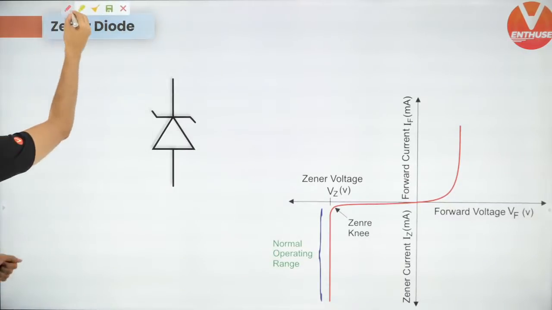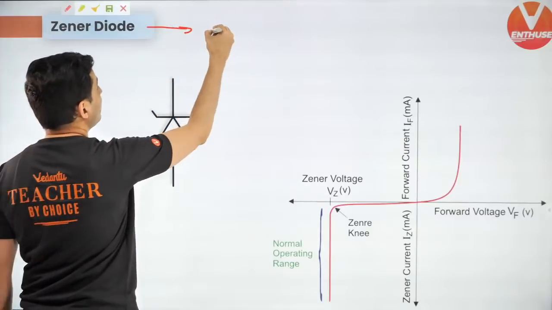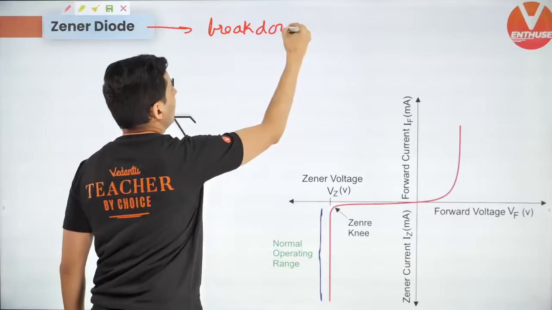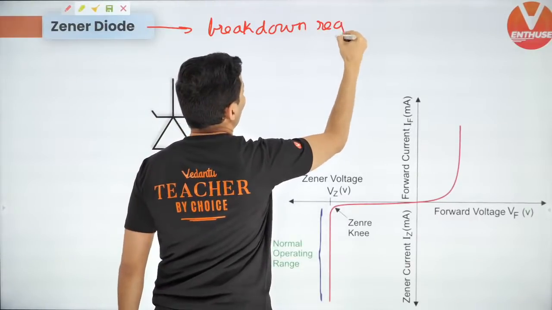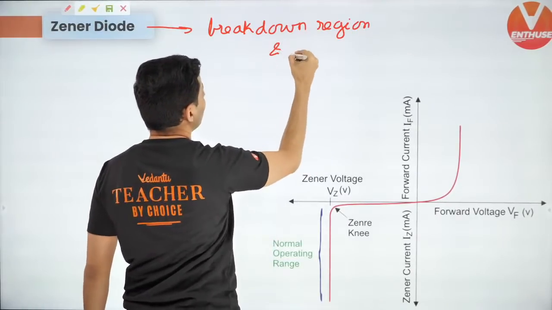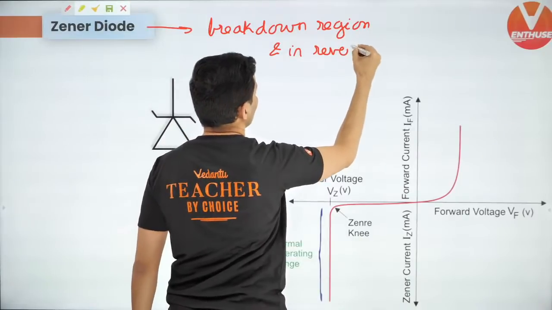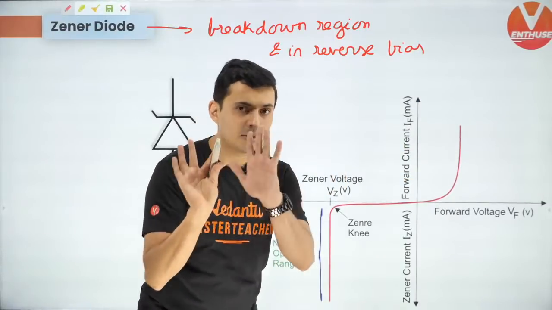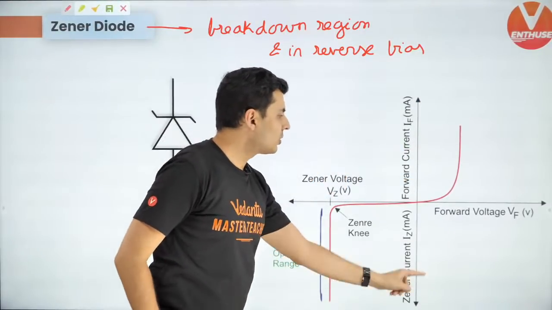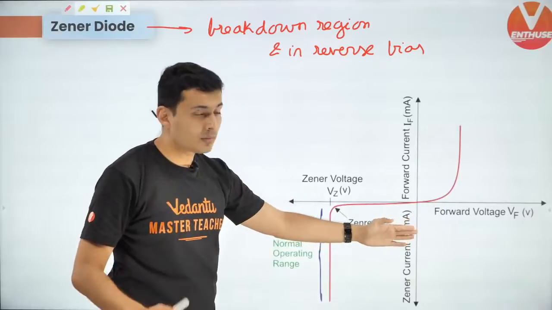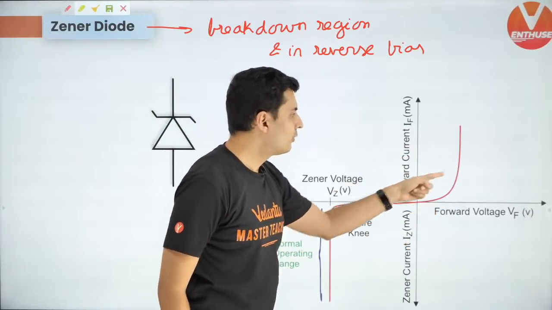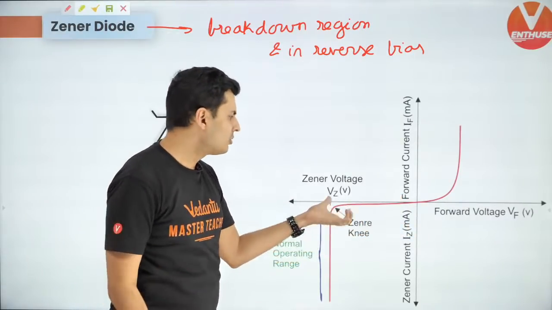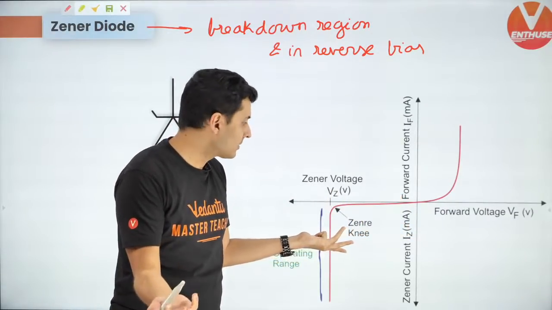Now very important. Zener Diode is always used in breakdown region, and in reverse bias. Very, very important. Now why reverse bias? I'll tell you. Look at this. I just showed you the IV characteristics of a diode. Voltage, current, forward bias, reverse bias. When you increase the reverse bias voltage, hardly anything conducts.